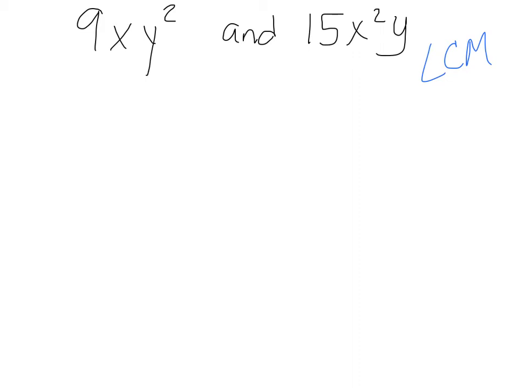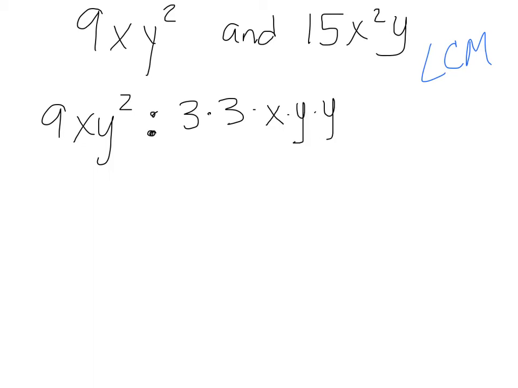Goodness gracious, it seems intimidating, but it's not, because all we need to do is list the prime factorization of each. Prime factorization for 9 is 3 times 3. And remember, with variables, you just represent all the variables as multiplication. Then let's look at 15x squared y. Prime factorization is nothing but 3 times 5, and then you have x times y.